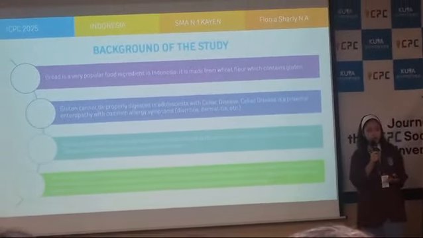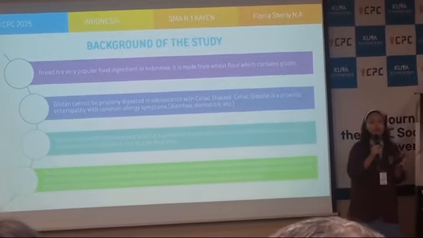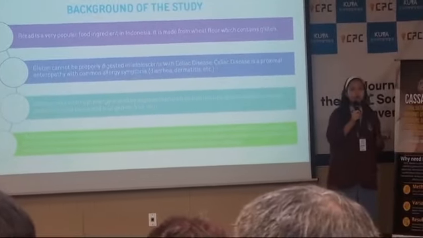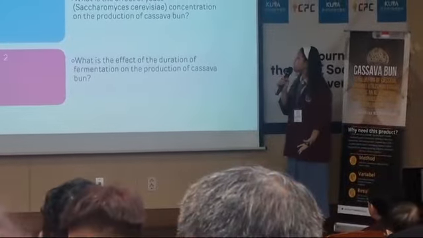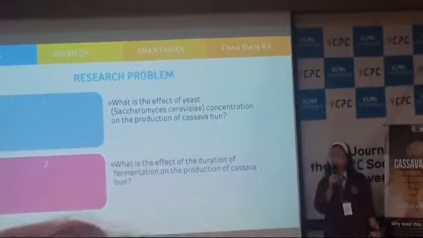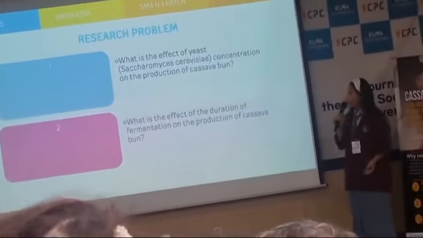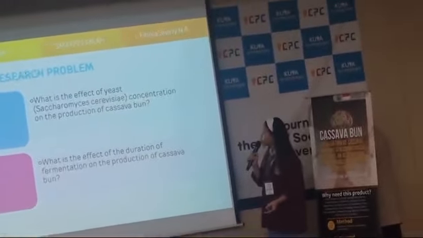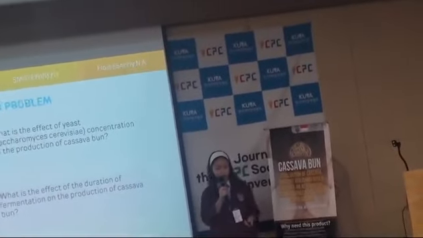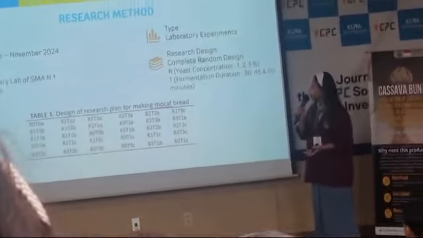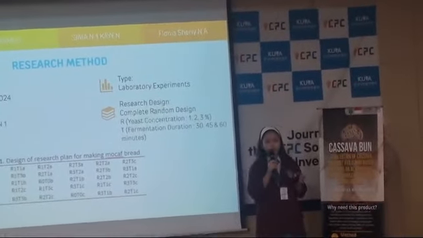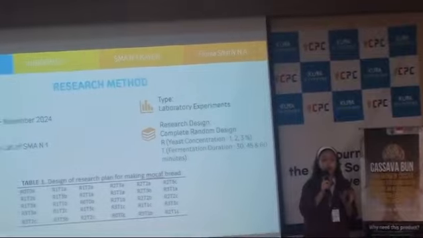The honorable juries, this research aims to formulate and evaluate cassava bean product to produce good quality bread that is acceptable to teenagers with celiac disease. His circumstances is a concentration on the production of cassava bean. Second, what is the effect of the duration of fermentation on the production of cassava bean? This research was conducted at the culinary lab of SMA Kayen on November 2024.